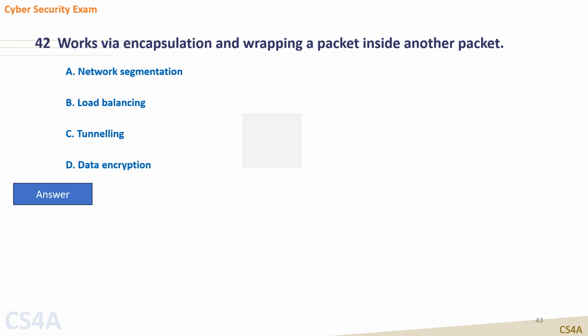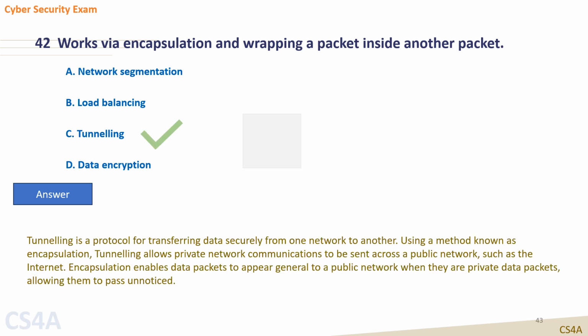The second question is, dash works via encapsulation and wrapping a packet inside another packet. Okay, so options are network segmentation, so that is not related to packets or any communication, so that is not the correct one. Load balancing, that is also not correct. And tunneling is the correct one, encapsulation and wrapping a packet inside another packet refers to tunneling. And data encryption, it's also not the correct one. So the answer is C, tunneling.